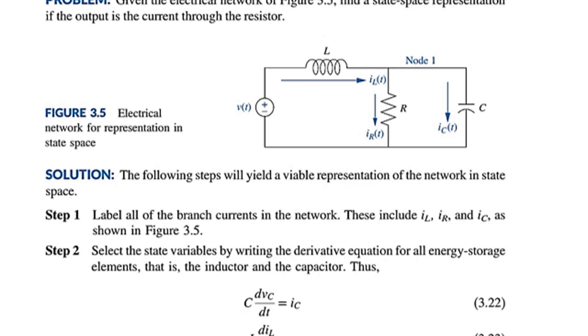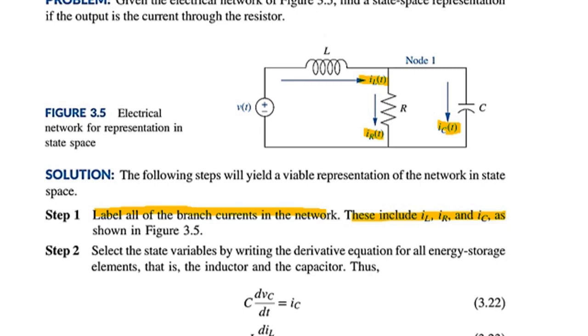Dear students, here in another example of an RLC network, we have to make a state space representation where the output is the current through the resistor. In the solution of this example, at first we will label all the branch currents. This includes current through the inductor, which is represented by IL, current through the resistor, which is represented by IR, and current through the capacitor, which is represented by IC, as shown in the figure.